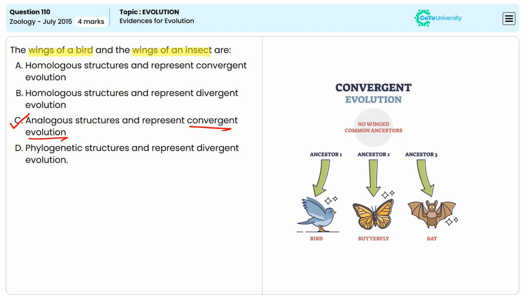Whereas coming to option A and B, which is showing homologous structures, homologous structures refers to the structures that have common evolutionary origin but serve different functions. So option A and B are incorrect answers. Coming to option D, phylogenetic structures. Phylogenetic structures is not commonly used in the evolutionary biology to describe the relationship between structures. So option D is incorrect. The answer is option C.